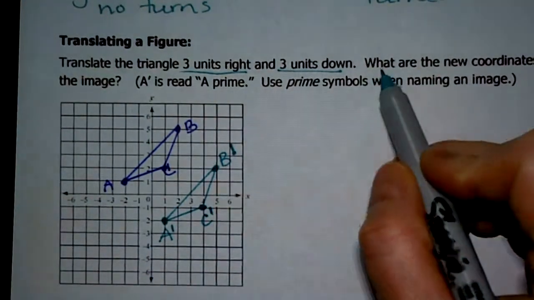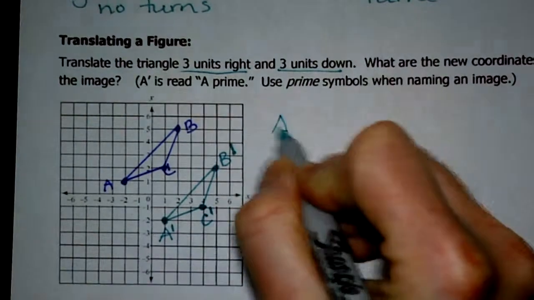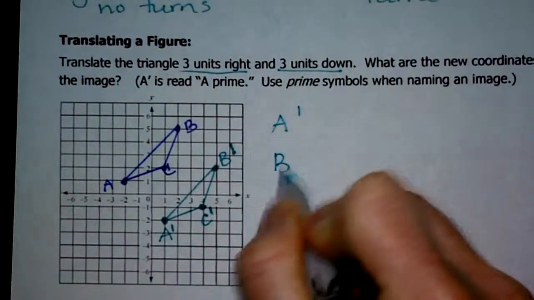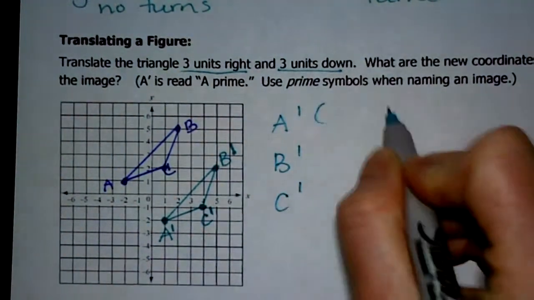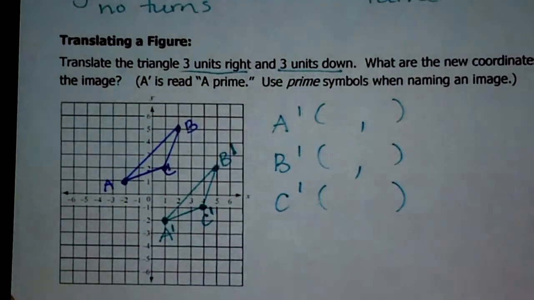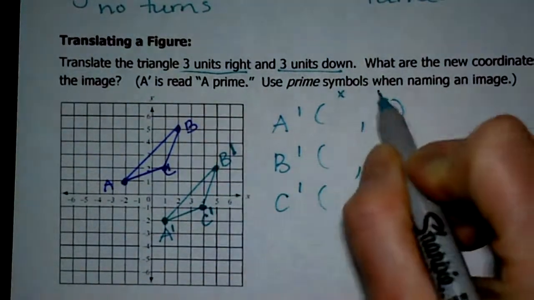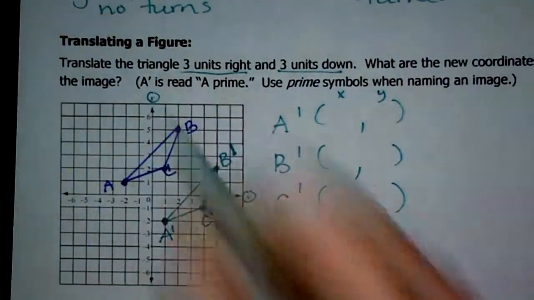The last part of this did say to list the new coordinates of the image. So when you're listing the new coordinates, I want to use those prime symbols so we know that we're listing the image. And now you're just going to give me the ordered pairs of where each of these points are located. Remember, in an ordered pair, it's x, then y, and this is our x-axis, and this is our y-axis.